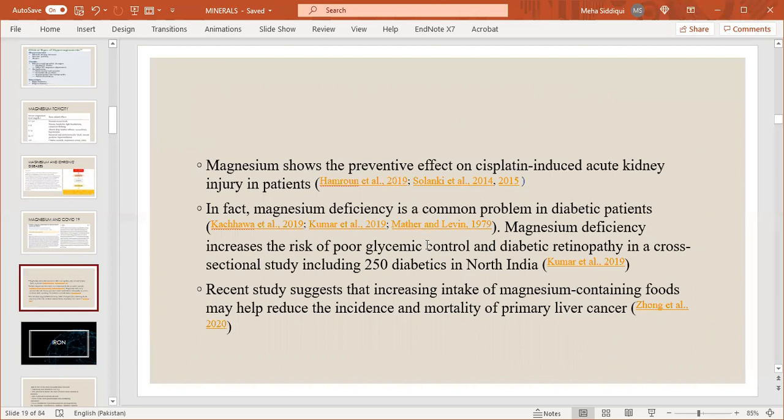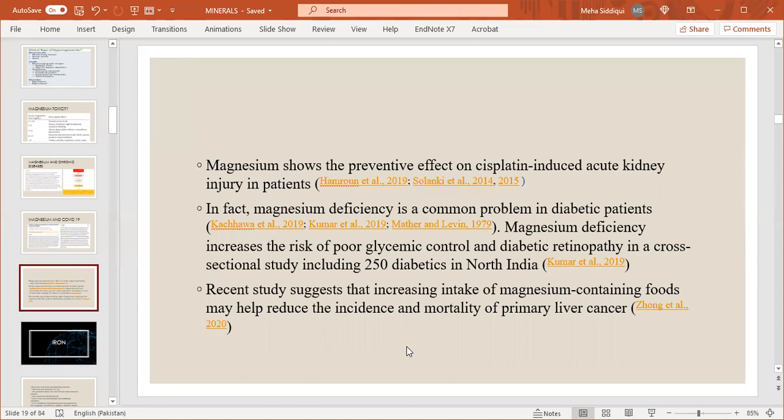In fact, magnesium deficiency is a common problem in diabetic patients. Magnesium deficiency increases the risk of poor glycemic control and diabetic retinopathy, in a cross-sectional study including 250 diabetics in North India. And a recent study suggests that increasing intake of magnesium-containing foods may help reduce the incidence and mortality of primary liver cancer.